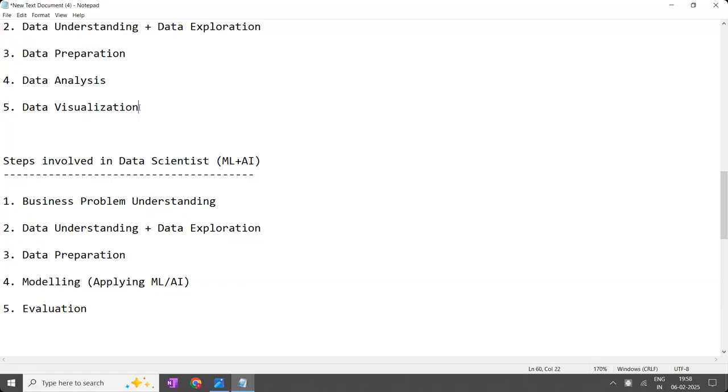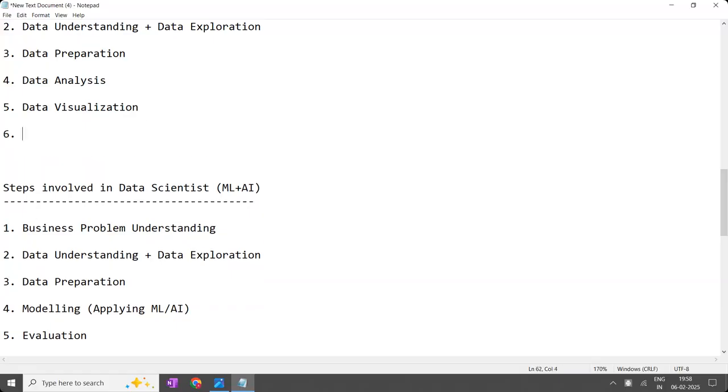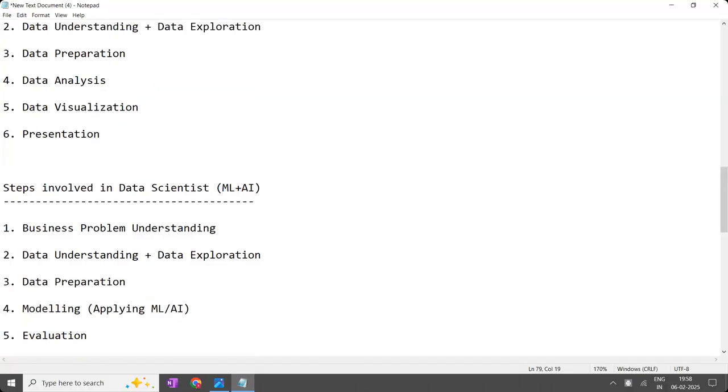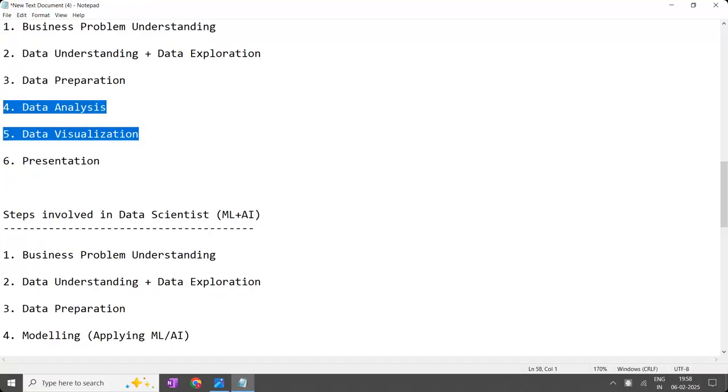And the last step in the data analyst role is called presentation. It means whatever observations you have made, finally you are going to show to others and explain to them. Here the last step is model selection, meaning to identify which is performing best. So these are the steps. Now steps 1, 2, 3 are common and 4, 5, 6 are different. Is the point clear?